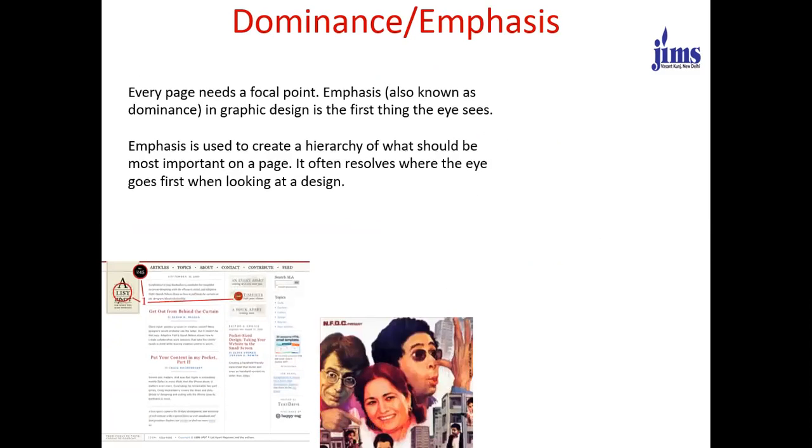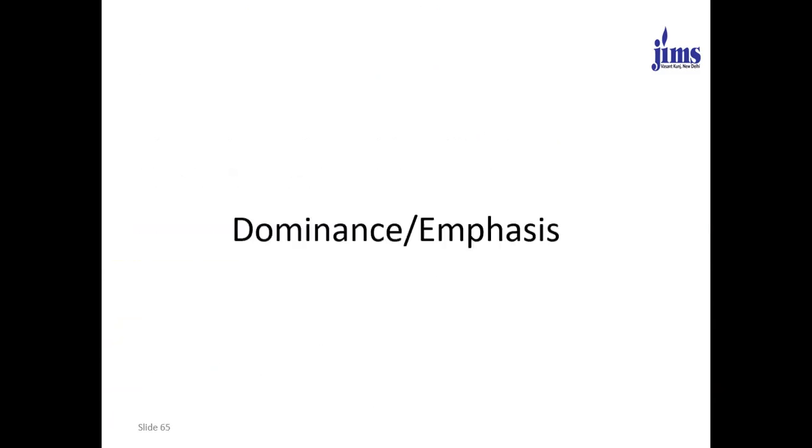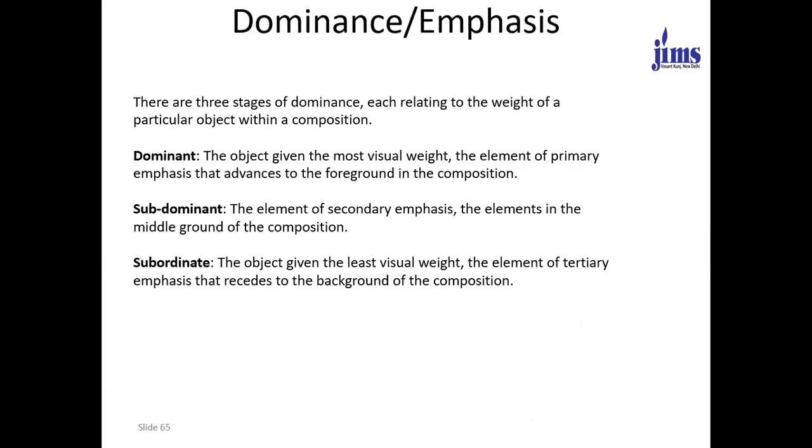Next principle that we're going to talk about: dominance, or emphasis. Remember the question that we have learned under graphic design, which says that you need to check the hierarchy, what needs to be set first. From there exactly your principle of dominance comes into existence, where we're going to talk about three things: dominant, subdominant, and subordinate. Dominant has the maximum visual weight; subdominant is the secondary one; and subordinate, of course, is the tertiary one.